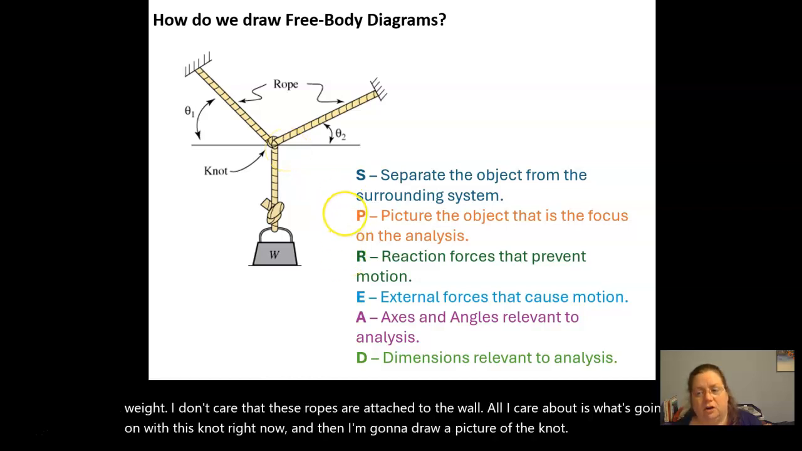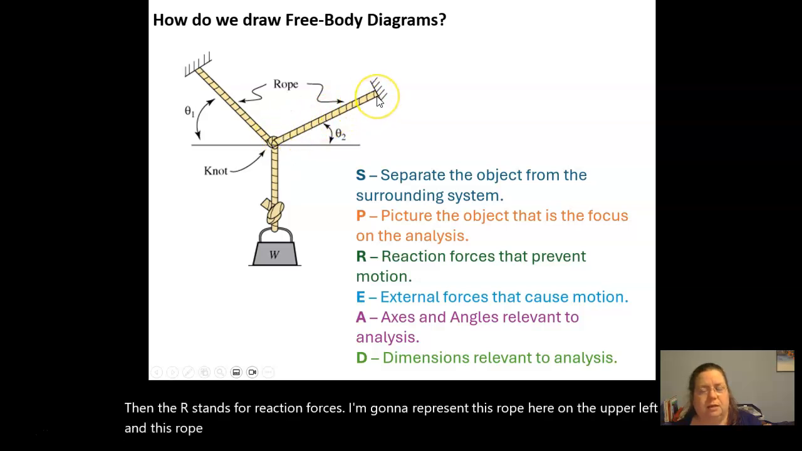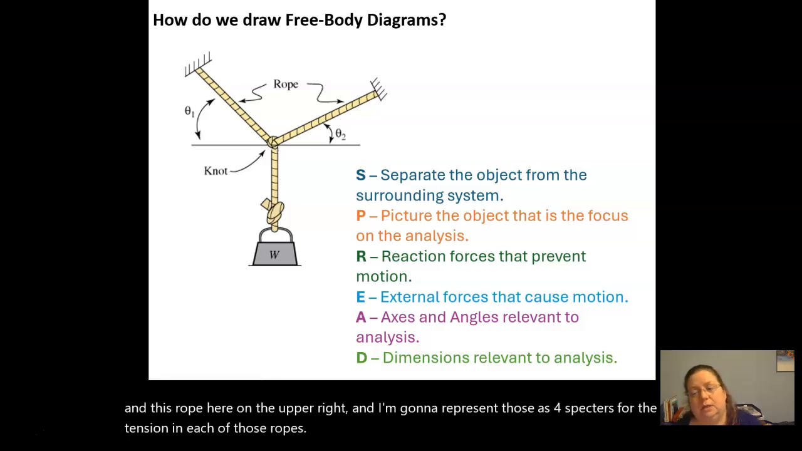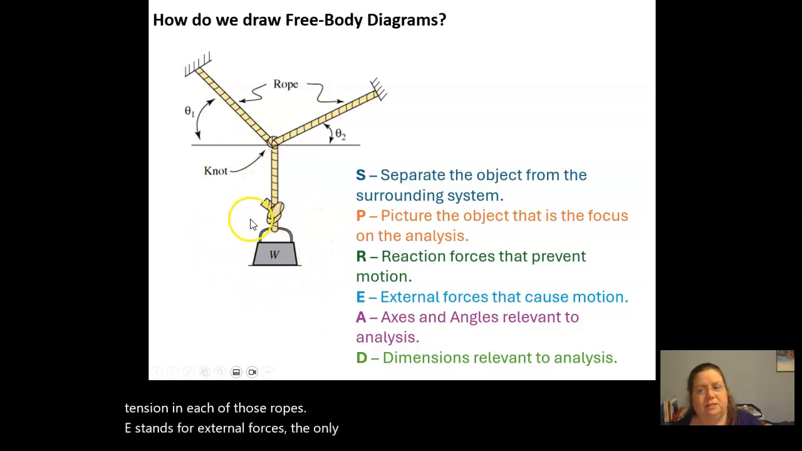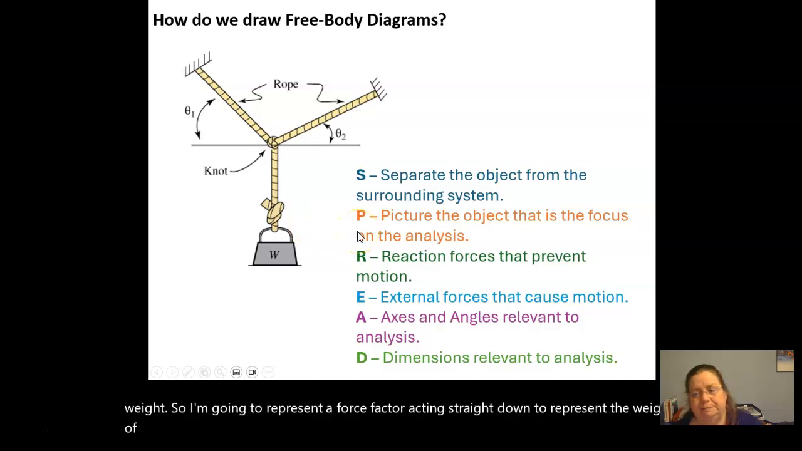Then the R stands for reaction forces. I'm going to represent this rope here on the upper left and this rope here on the upper right. And I'm going to represent those as force vectors for the tension in each of those ropes. E stands for external forces. The only external force I have in this particular situation is the weight. So I'm going to represent a force vector acting straight down to represent the weight of my object.